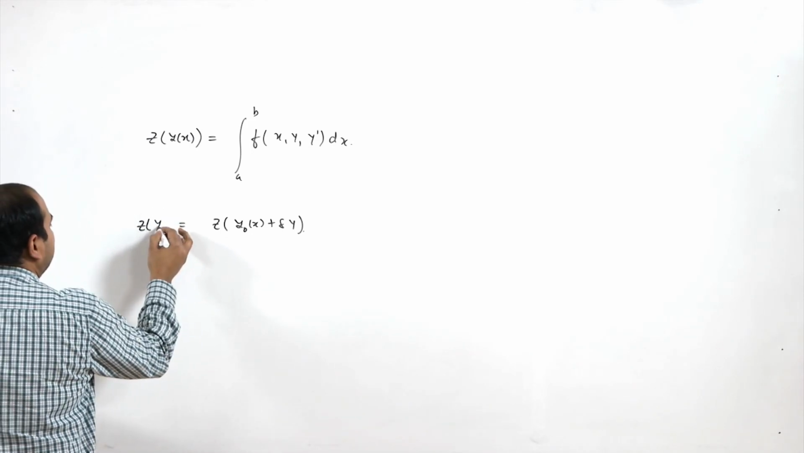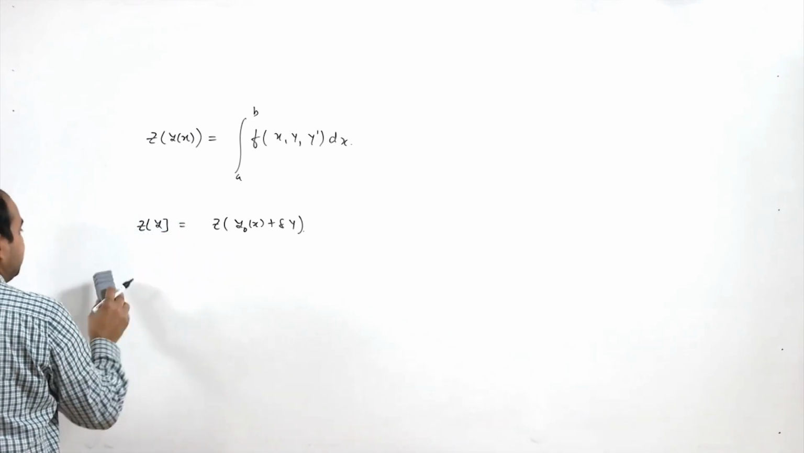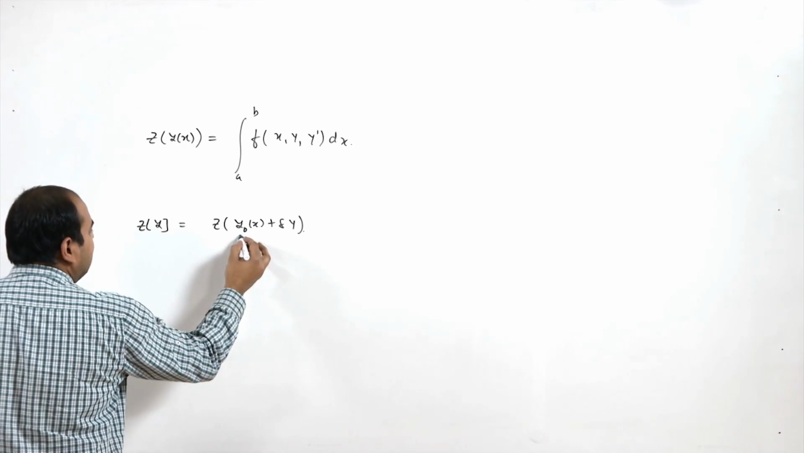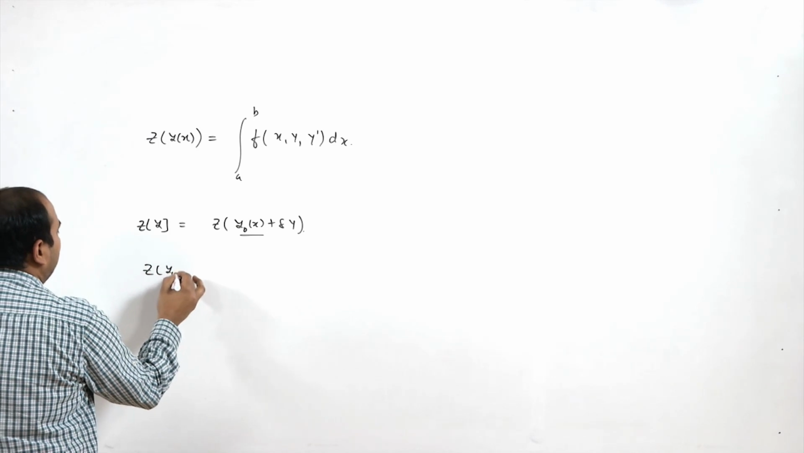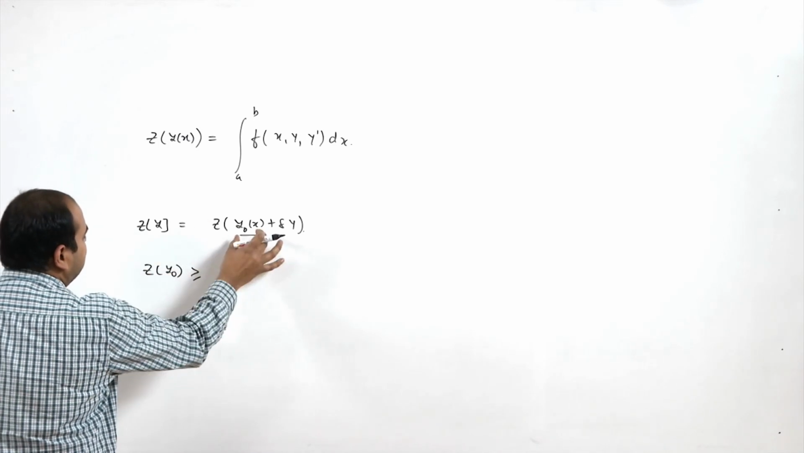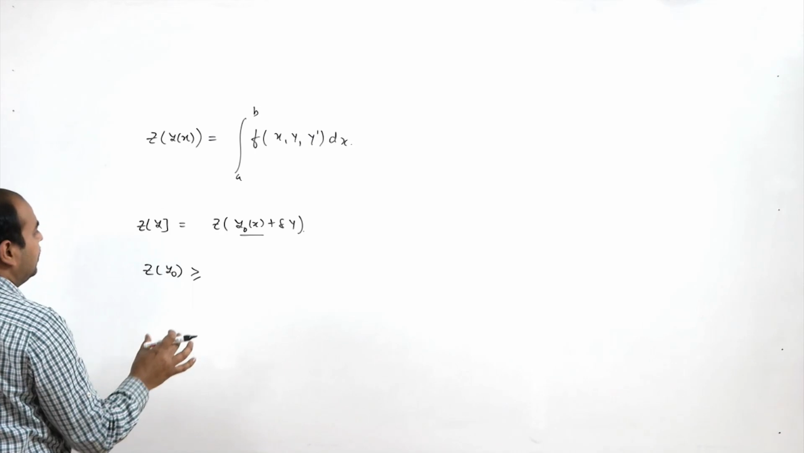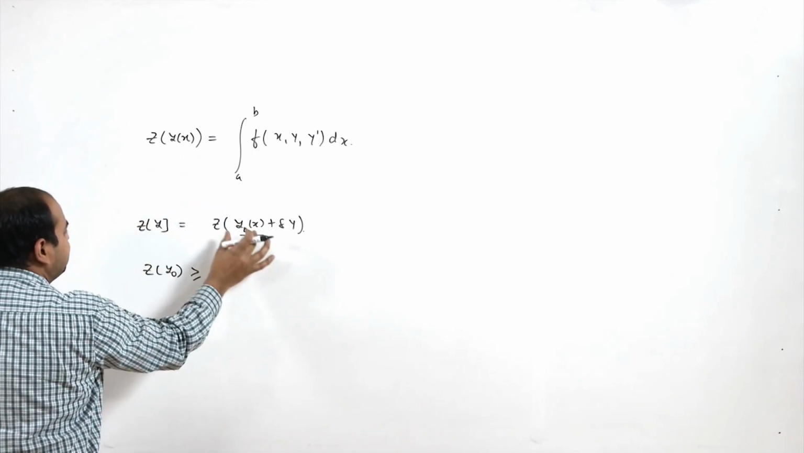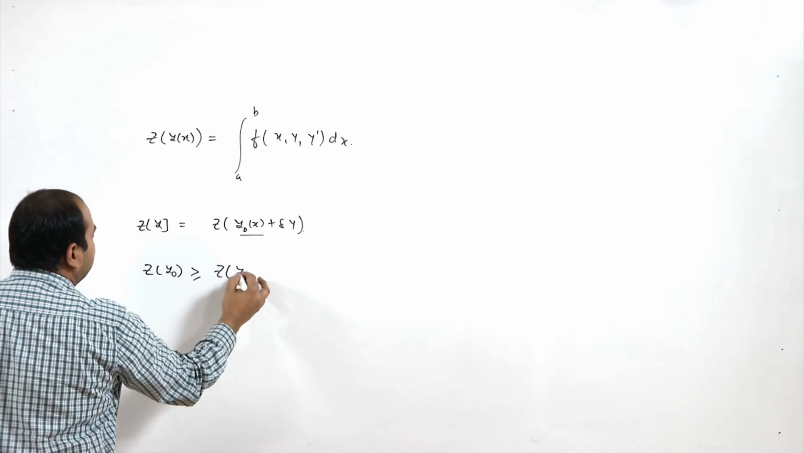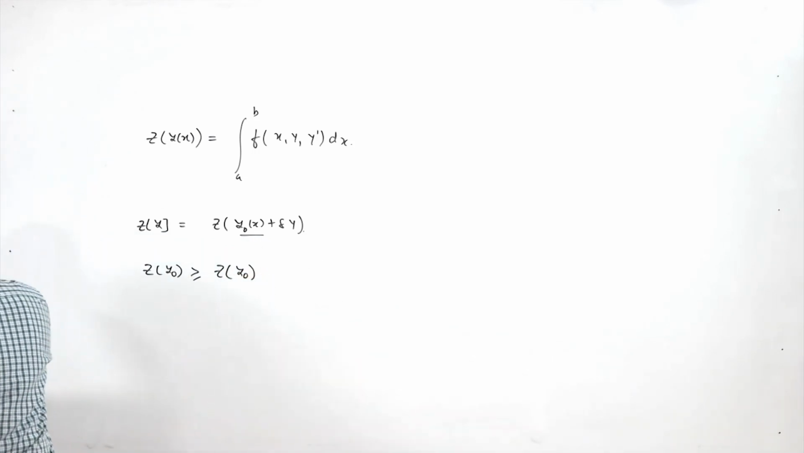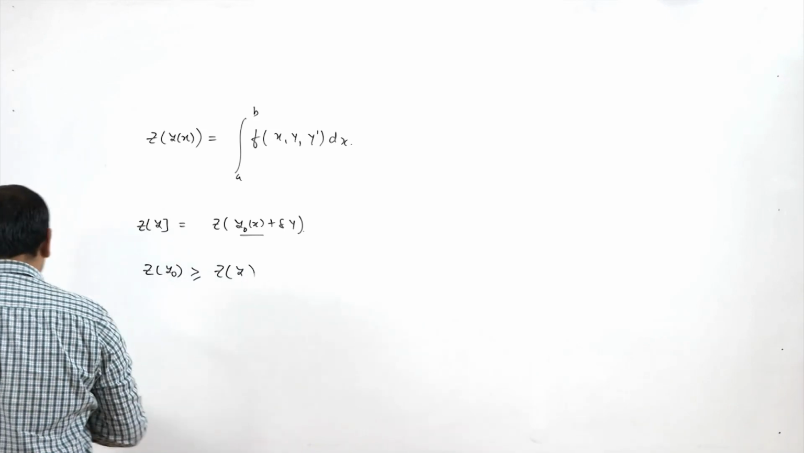Here we can say that z[y] achieves a maximum at the point y naught. It means that z[y naught] is greater than or equal to z of all y in a neighborhood. If I assume that y naught is a curve on which this functional achieves the maximum, then z[y naught] is greater than or equal to z of all y in a neighborhood of y naught.